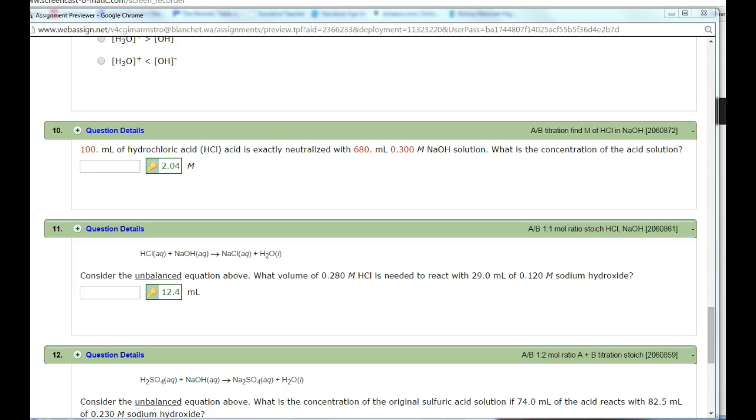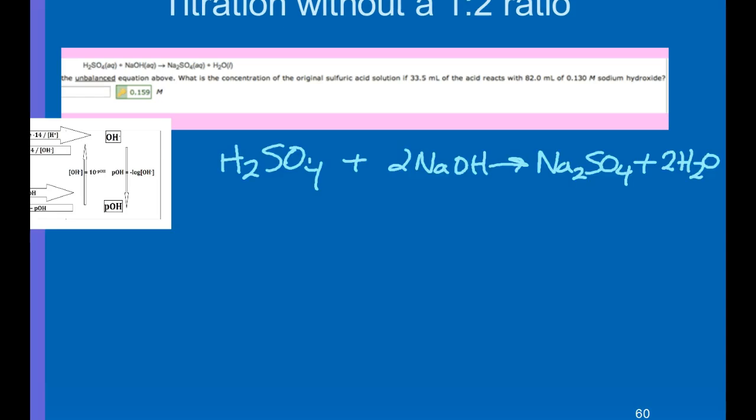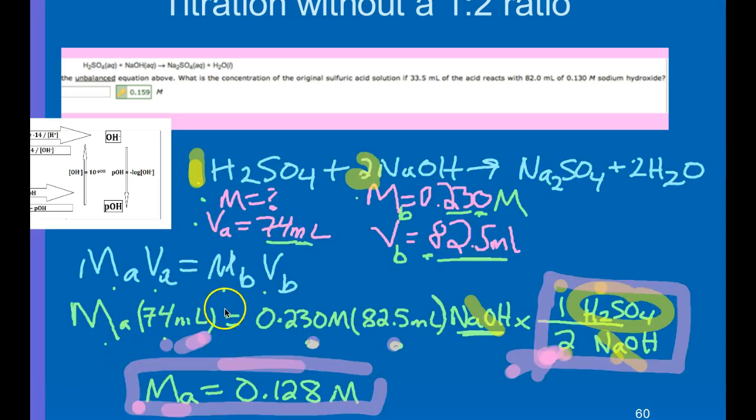The next question is a change up. We have sulfuric acid plus sodium hydroxide makes sodium sulfate plus water. It still is an acid plus a base is a salt plus water, but now we don't have a 1-to-1 ratio. If you go through and balance this, we actually have a 1-to-2 ratio. So in this one, I've got to go very fast because I don't have much time left. It's a 1-to-2 ratio.